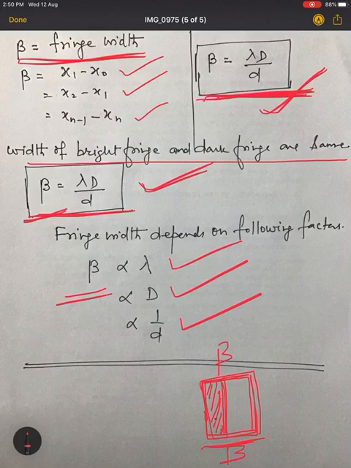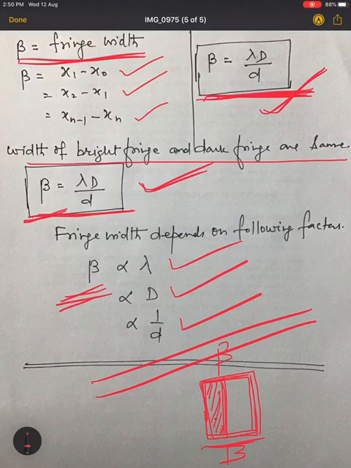So we have many questions like this. If in a Young's double slit experiment, yellow light is replaced by red light, then what will be the effect on fringe width? Then we can say the red light has more wavelength than yellow light. So as yellow light is replaced by red light, the fringe width increases. So many questions based on these basic things will be asked in the board examination.